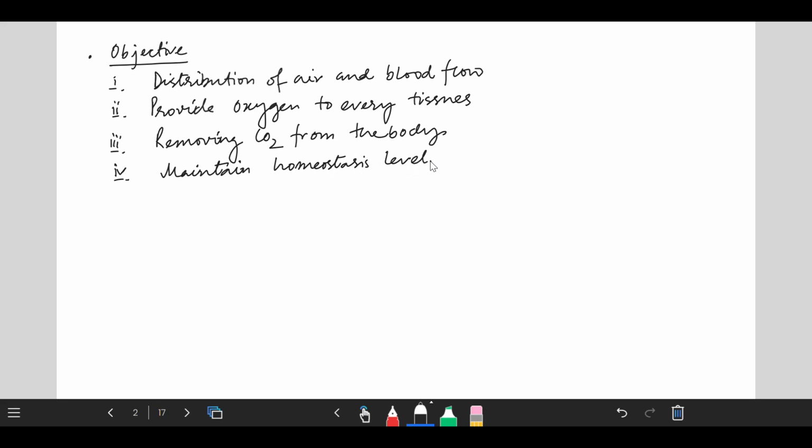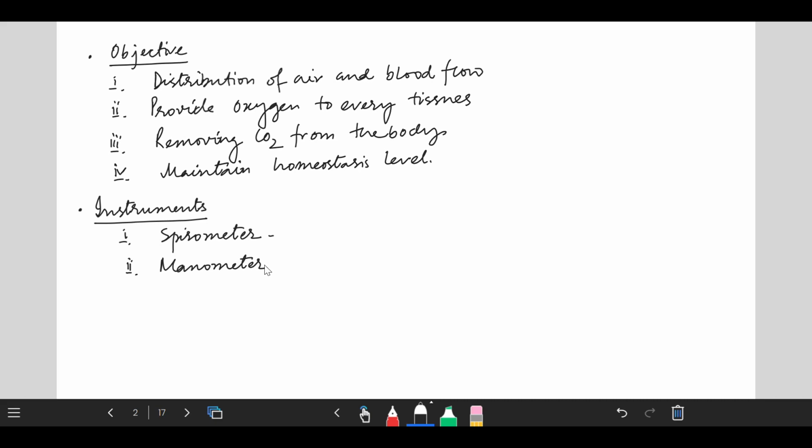Now, we will see what kind of instruments are used in the measurement of respiration process. First one is spirometer. Spirometer is used to measure the rate of airflow, the lung volume, the lung capacity, etc. And the second one is manometer. This is used to measure the air pressure difference.